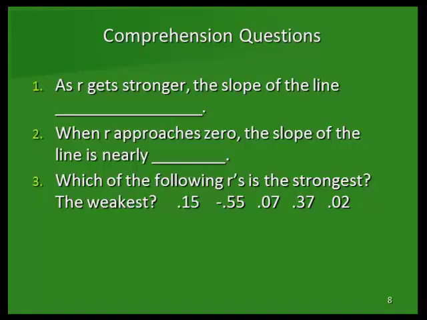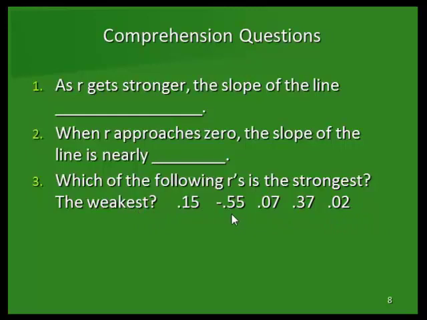Okay, so as R gets stronger, the slope of the line gets steeper, gets further away from horizontal. When R approaches 0, the slope of the line is nearly flat or horizontal. And then which of the following R's is the strongest? Question 3 here. The strongest one is actually this negative number, negative 0.55.